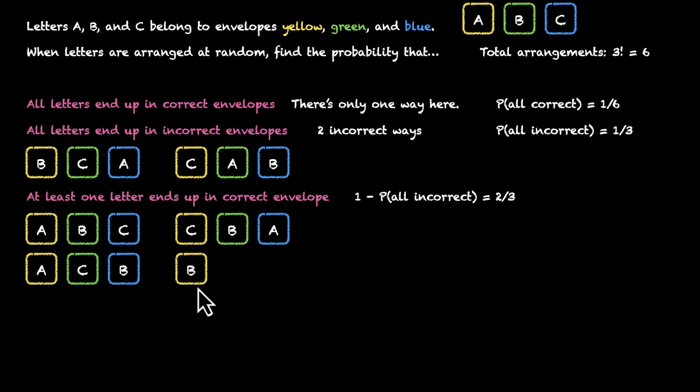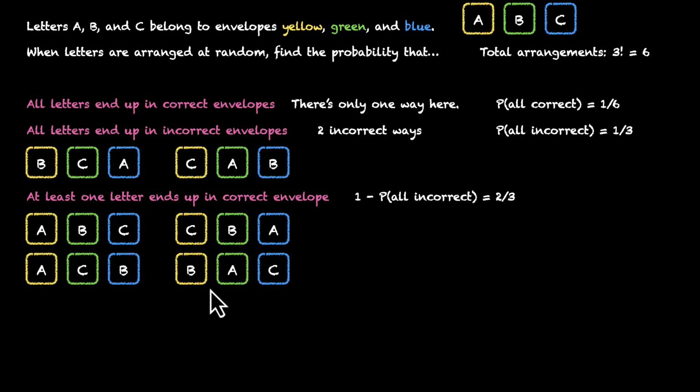We can also start with B. This has to be A so that this becomes C, which makes this last one correct. So these are the 4 scenarios where we're having at least one letter ending up in correct envelope. In the first one, we have all 3 correct.